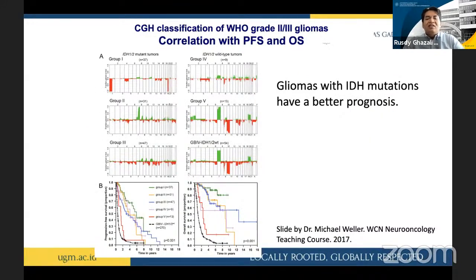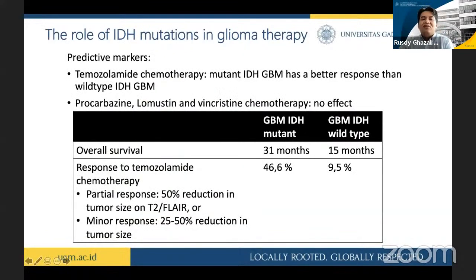And how is the role of this in treatment? How is the role of these mutations in patient prognosis and management? So many researches have consistently shown that gliomas with IDH mutations will have a better prognosis. This picture clearly shows that, and our own study in Yogyakarta also clearly shows that. And this is a summary of that study.